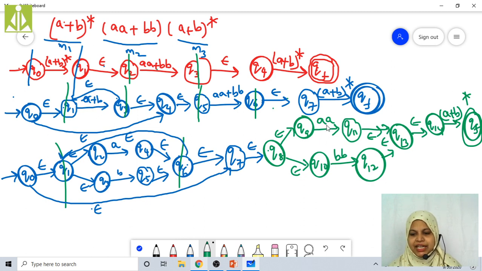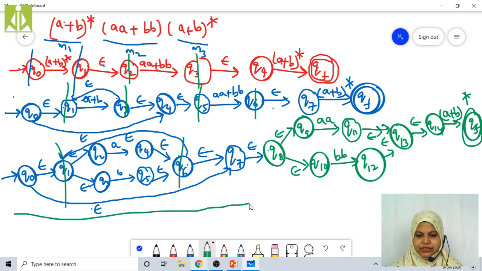Now again we have AA. Again we have AA and BB. This is the concatenation. So I am going to draw the same thing here. Up to here same. Next, from Q8 you have to draw this one.